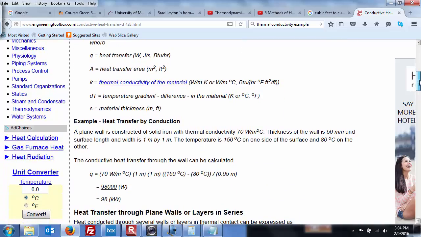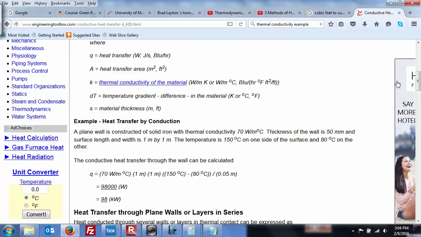And there is nothing wrong with just doing this one sitting right here in the engineering toolbox. So, yeah, this is perfect. A plain wall is constructed of solid iron. We could go back and replace that with solid wood, solid insulation, or a combination thereof. Thermal conductivity is 70 watts per meter per Celsius. The thickness is 50 millimeters, and the length and width is 1 meter by 1 meter.